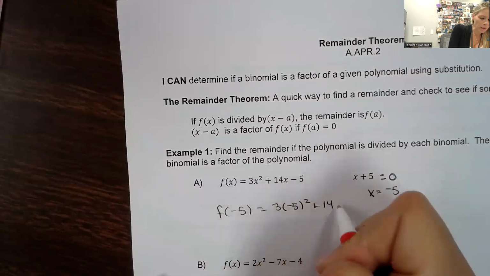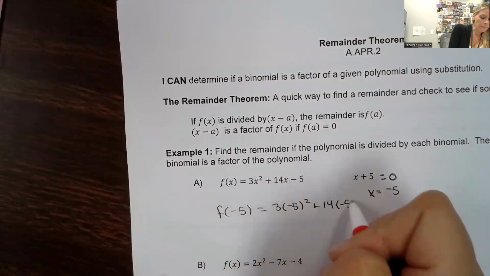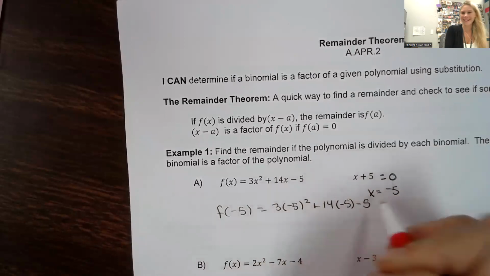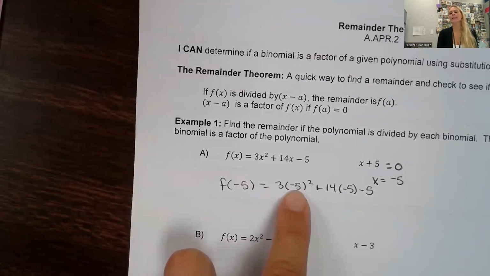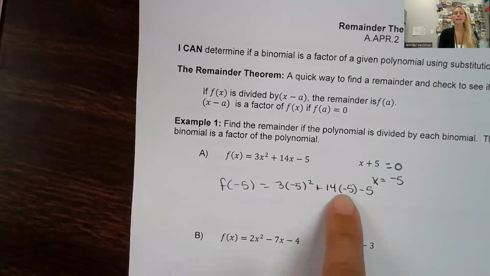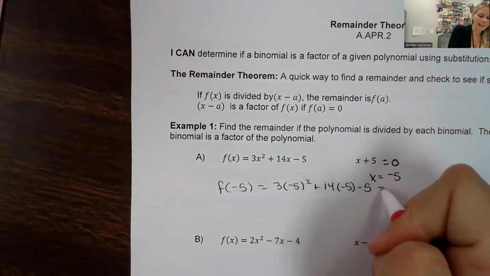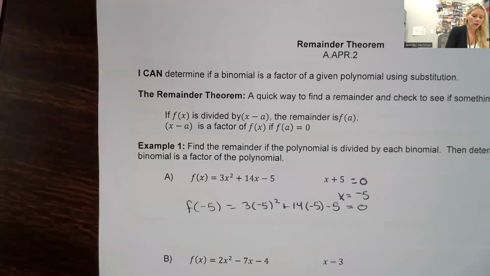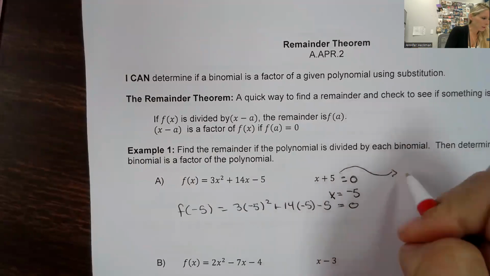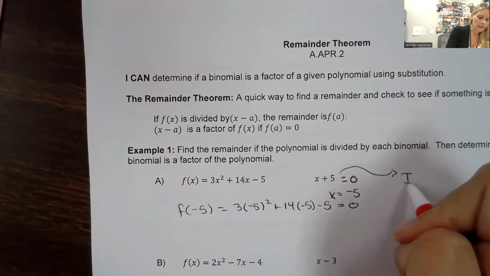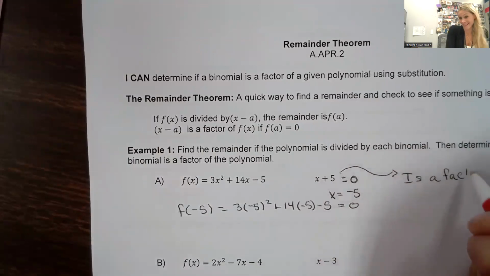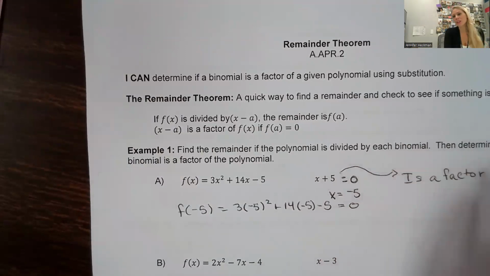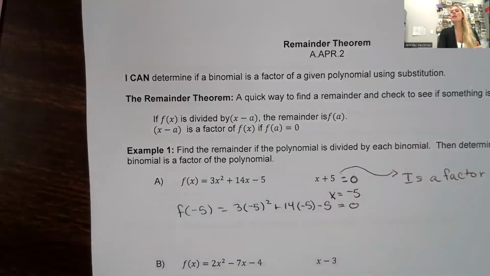I'm going to do the order of operations quickly, since I'm assuming you know how to do that, or you can use your calculator, right? Because in your calculator, you're going to go 3 parentheses -5 squared plus 14 parentheses -5 minus 5. And what do you know? When you plug that into the calculator, you get the value of 0. So what that means is x plus 5 is a factor, which also means that in the future, when we do long division or synthetic division, this will go through nicely, okay?